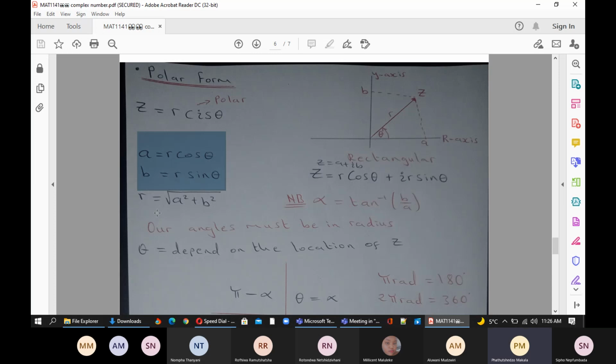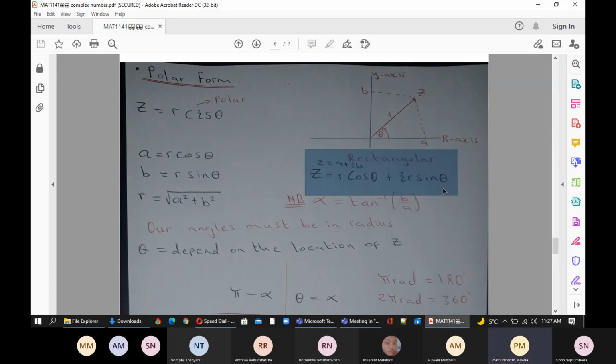Are we still together? So when we're talking about rectangulars, we know that Z is equals to A plus iB. Where we say A, we substitute. Our A is equals to R cos theta. Where we say B, we substitute. Our B is equals to R sin theta, but it has got i here, so it is i R sin theta.